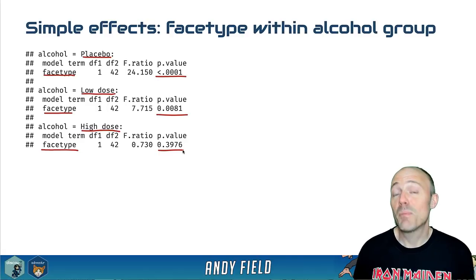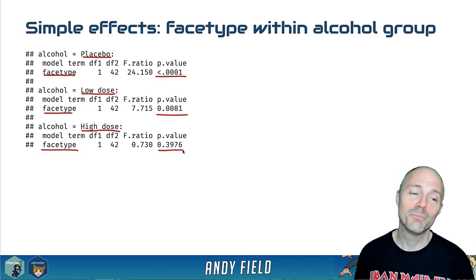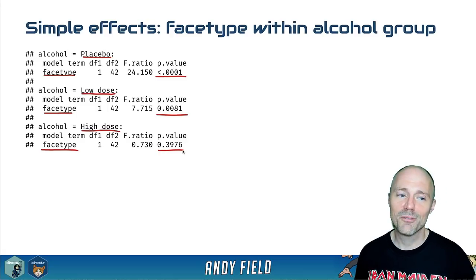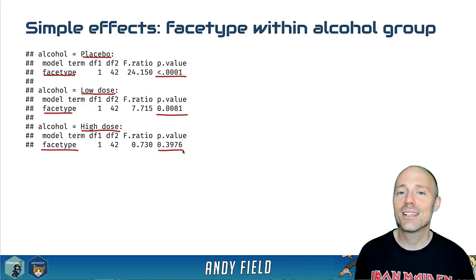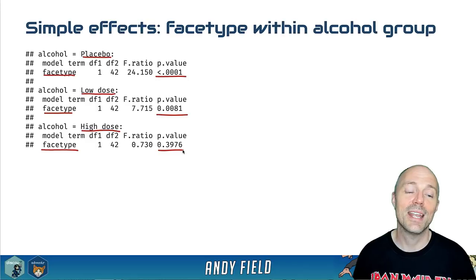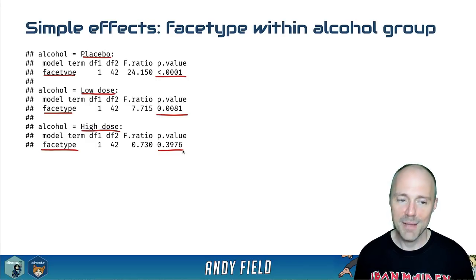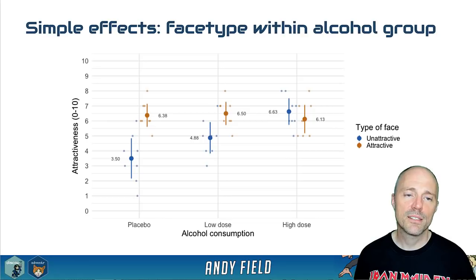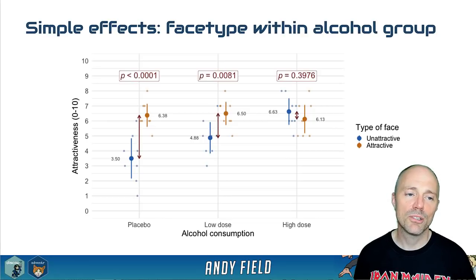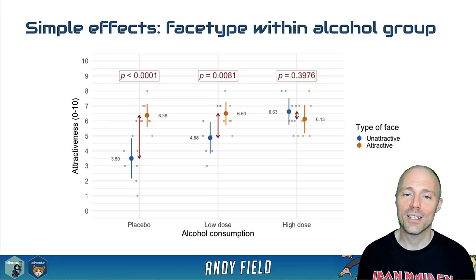So it's basically showing the beer goggles effect. At low doses of alcohol and no doses of alcohol, there is a difference in that symmetric faces are rated as more attractive than asymmetric faces, but that effect is kind of wiped out at high levels of alcohol. So it looks like, you know, as the alcohol kicks in, your judgment is indeed impaired. So what the simple effects are showing us, just to recap, is that in the placebo group, the difference between ratings of unattractive and attractive faces are significantly different. They're also significantly different in the low dose group, but they are not significantly different in the high dose group.